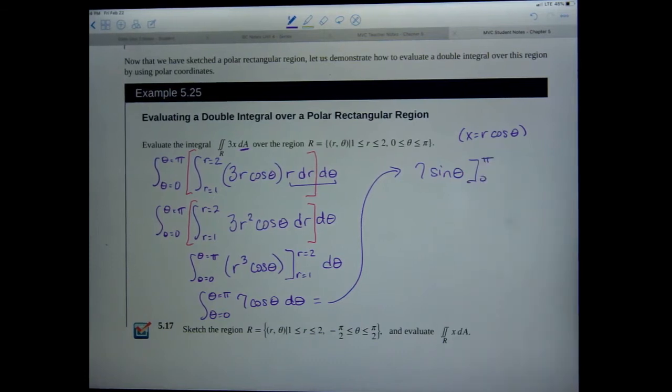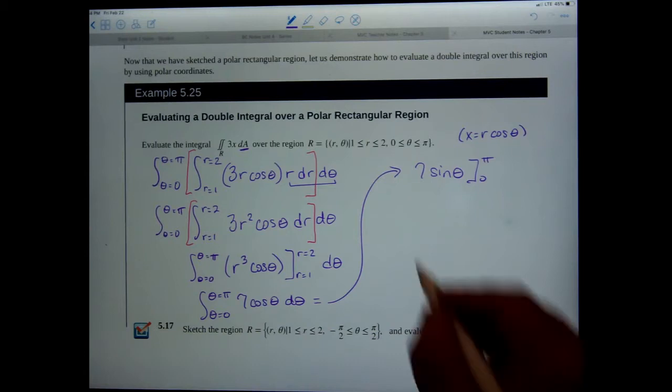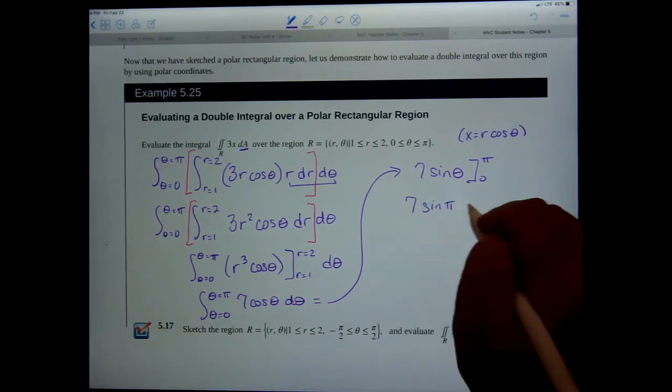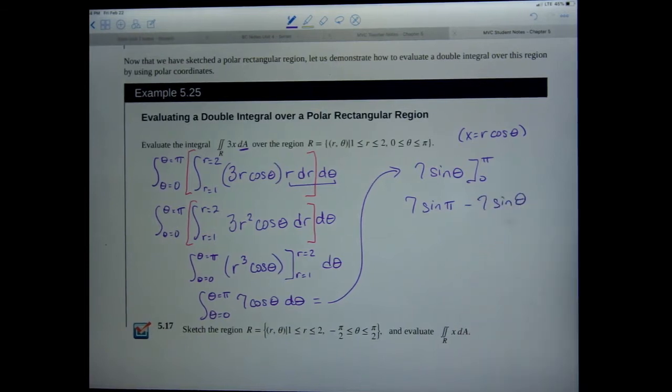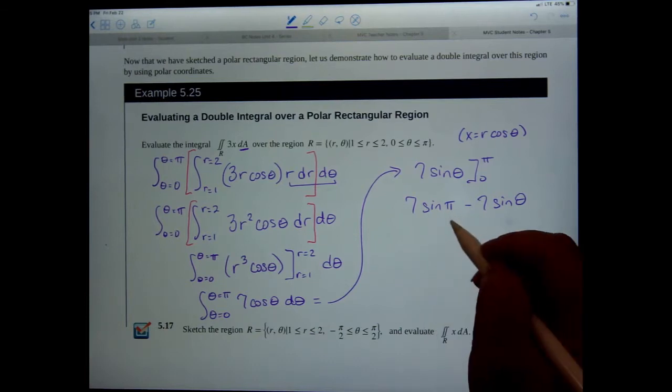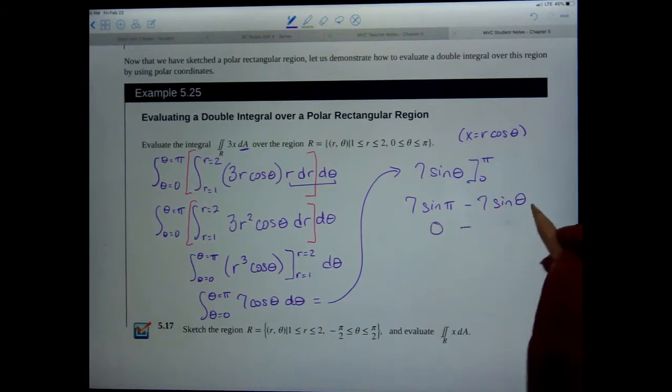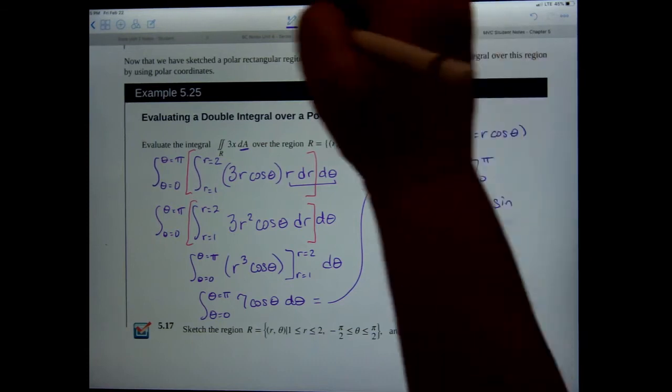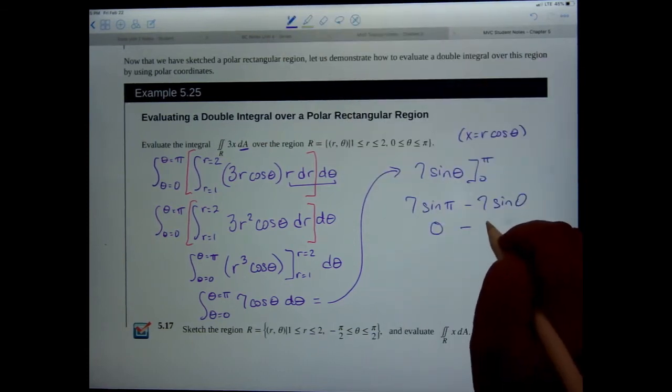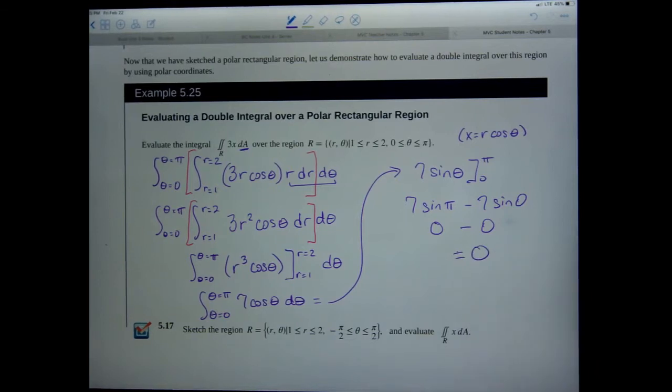Now I'm taking off the theta equals because I'm down to one letter. So I get 7 sine pi minus 7 sine 0. What's the sine of pi? It's 0. What's the sine of 0? Oops, I wrote theta instead of 0. That's a 0. Sine of 0 is 0, so the answer is a big fat goose egg, 0. Okay, that's very weird, but it's right. Questions? Nope. Okay.